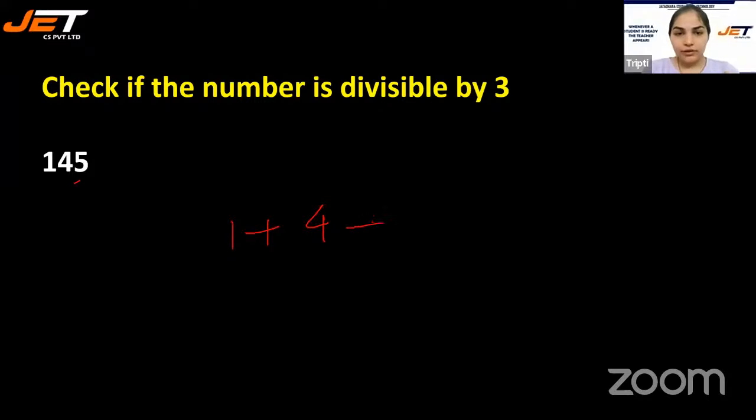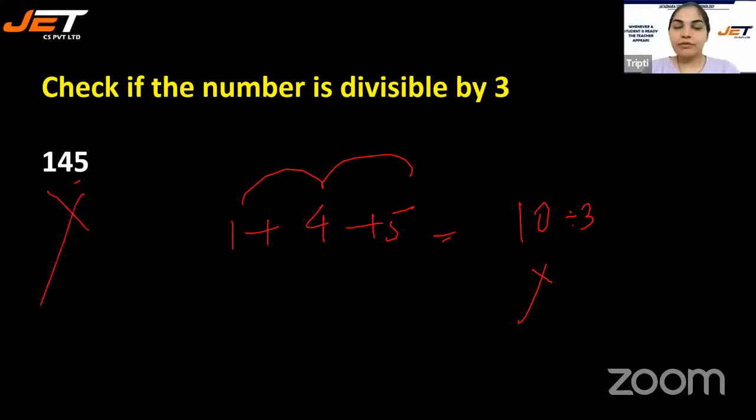145. Do you see, this is 1 plus 4 is 5, 5 plus 5 is 10. Is 10 divisible by 3? No, it's not exactly divisible by 3. That means 145 is also not divisible by 3. Clear?